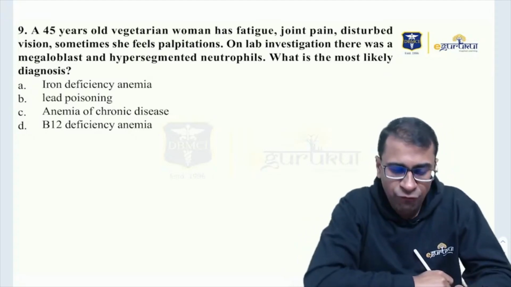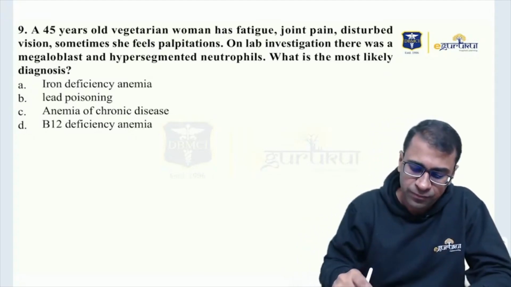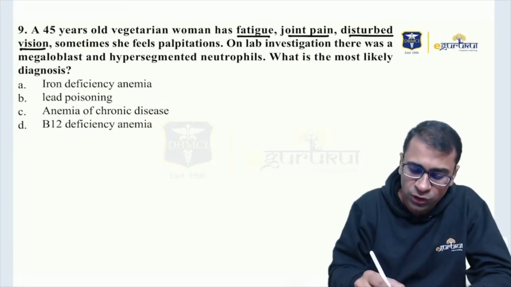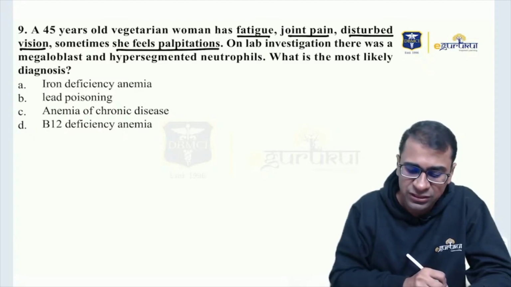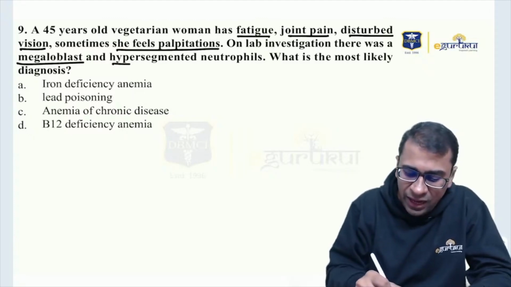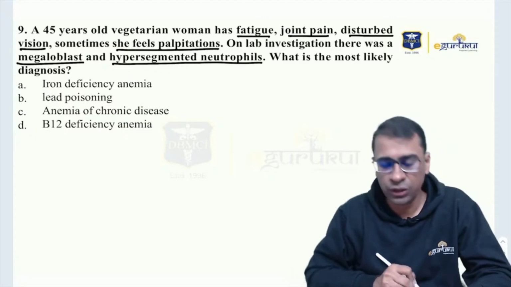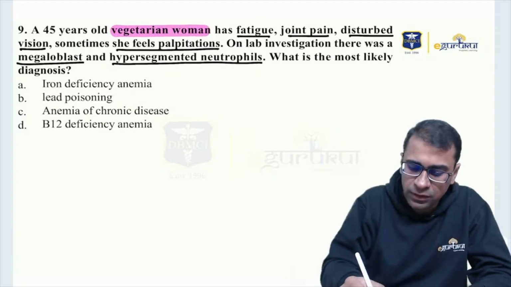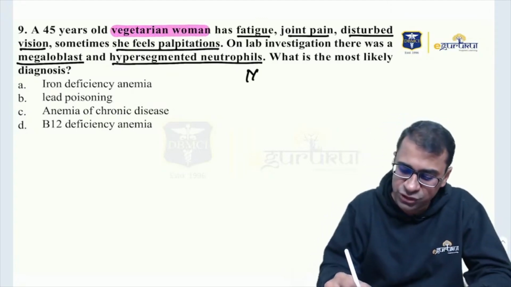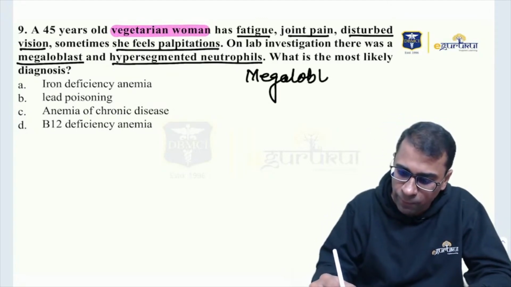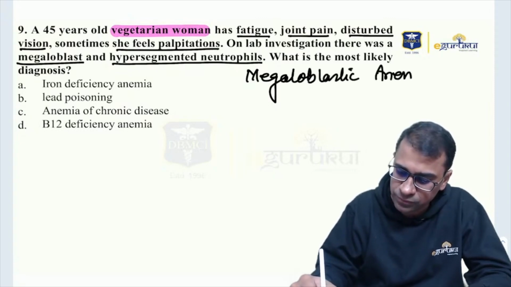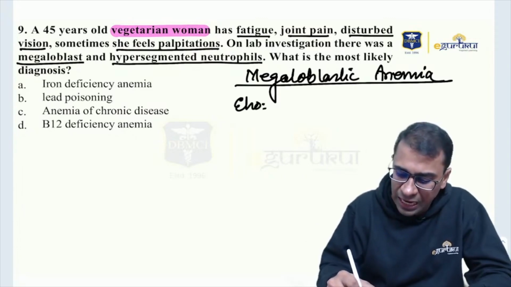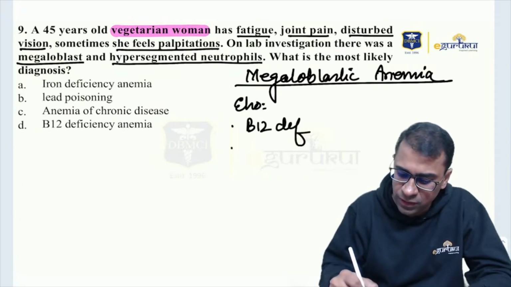Next question. A 45-year-old vegetarian woman has fatigue, joint pain, and disturbed vision. She also has palpitations. On lab test, she has megaloblastic anemia and hypersegmented neutrophils. Now remember, she is vegetarian. Because she has these features, it surely becomes a case of megaloblastic anemia.